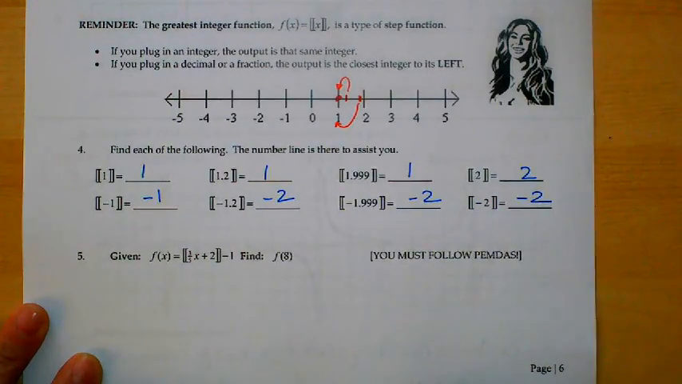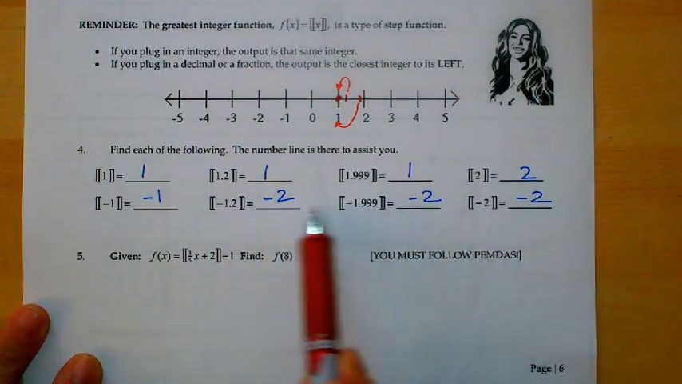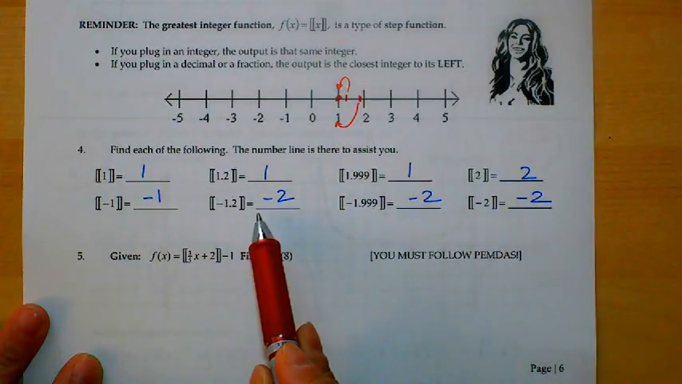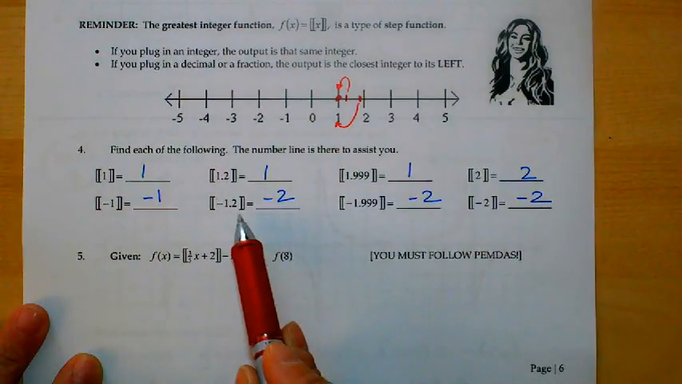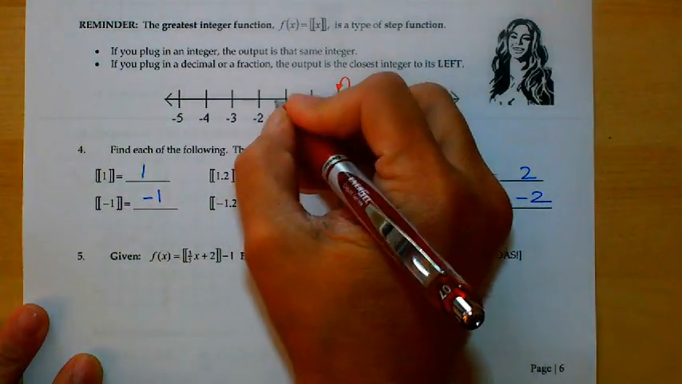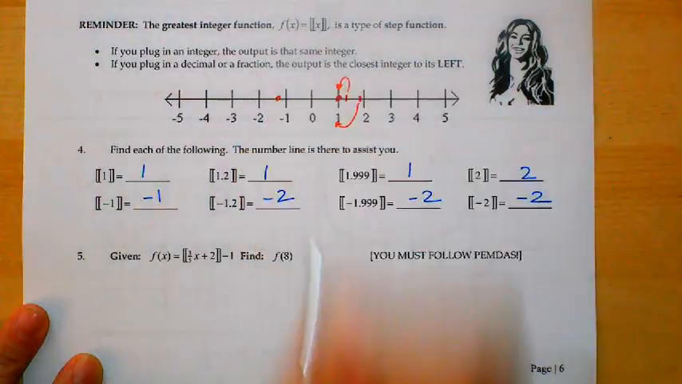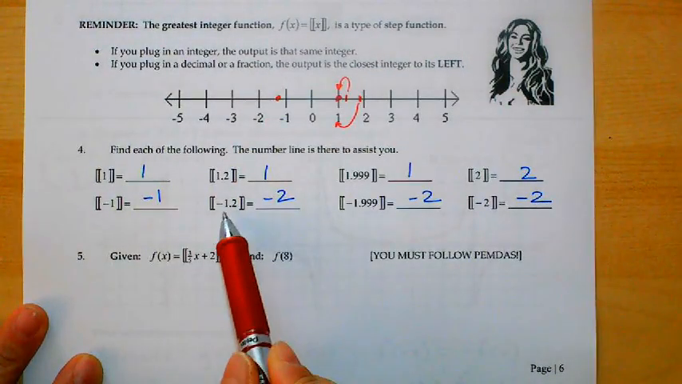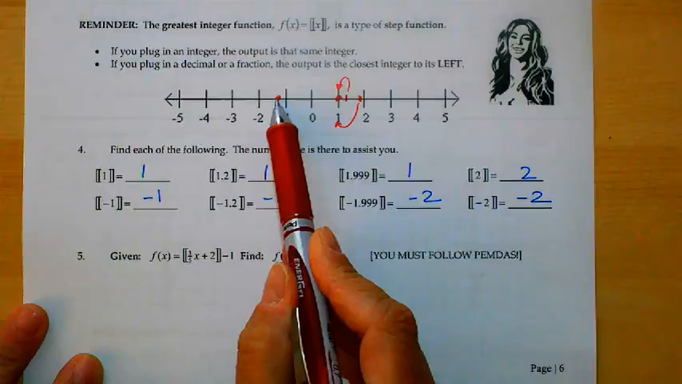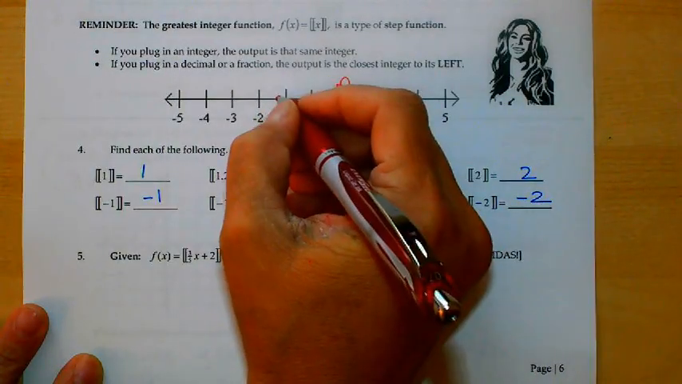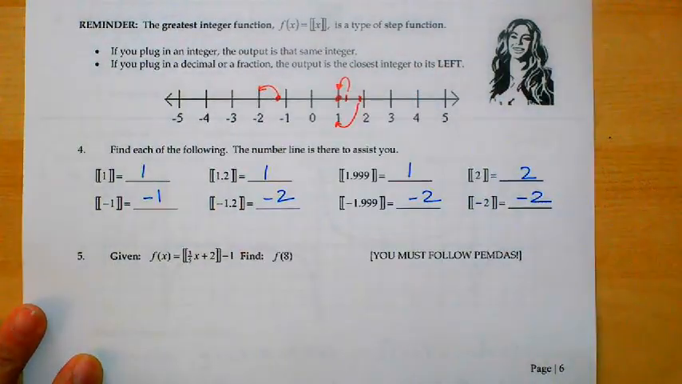Similar in the negative area here, the only thing we lose is the ability to relate it to age, but if you can just follow Beyonce and go left, you'll get there. So for example, negative 1.2 lives right there, not an integer. Send that to the left and you arrive at my output of negative 2.